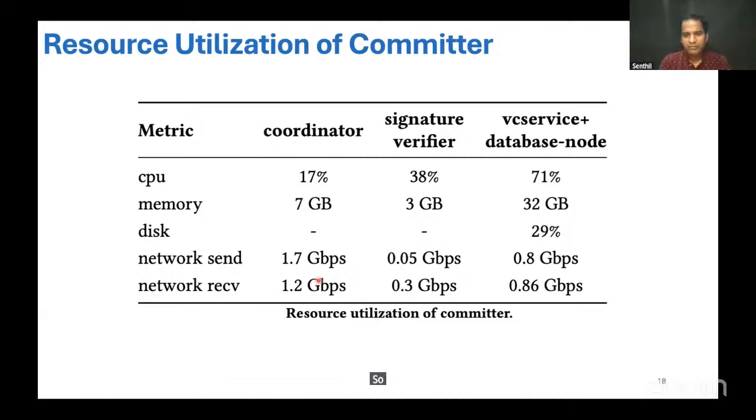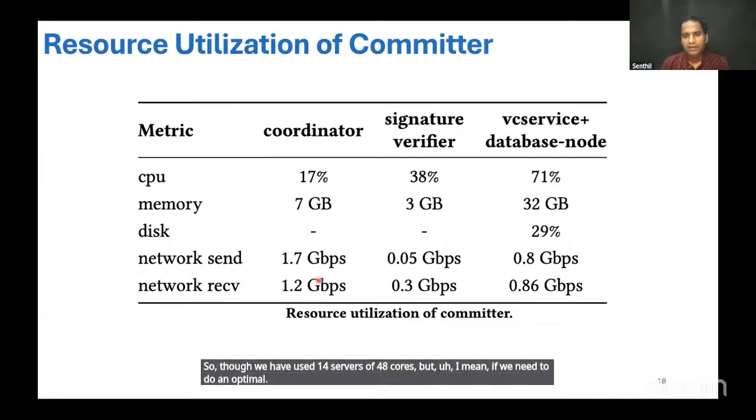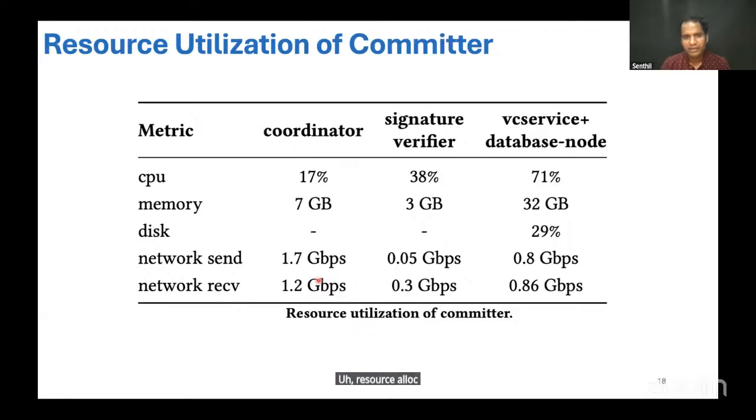So though we have used 14 servers of 48 cores, if we need to do an optimal resource allocation, we definitely don't need to provide powerful servers to all the services, and also powerful network bandwidth to all of them. So we can do a lot of optimization to reduce the cost as well.